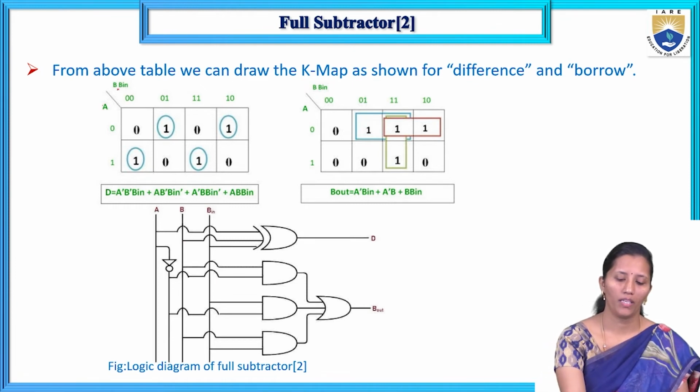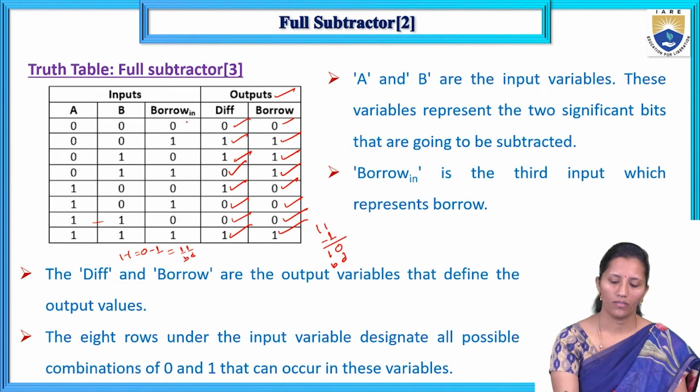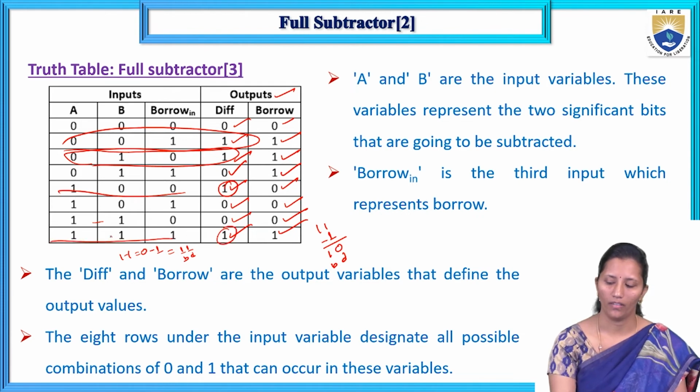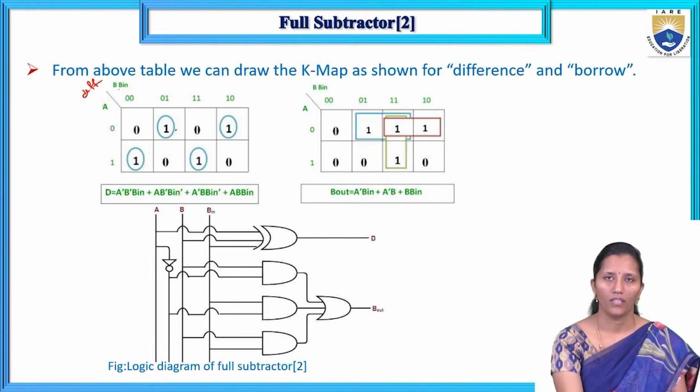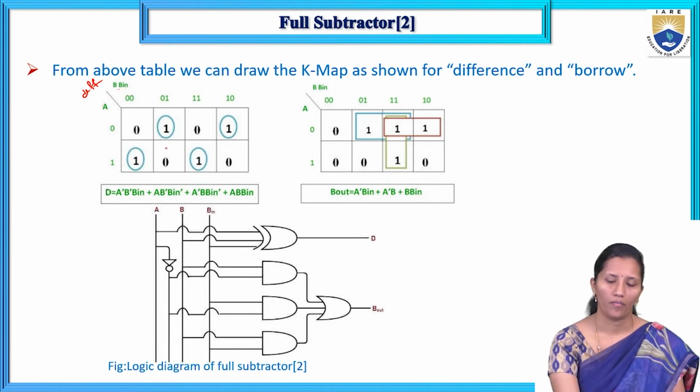So A, B, B in are the inputs. So we have to mark where we are getting ones. So for 0, 0, 1 we are getting 1, and 0, 1, 0 also we are getting 1. Another one for 1, 0, 0 and another one for 1, 1, 1. So mark those ones. We are not getting any pair combination here.